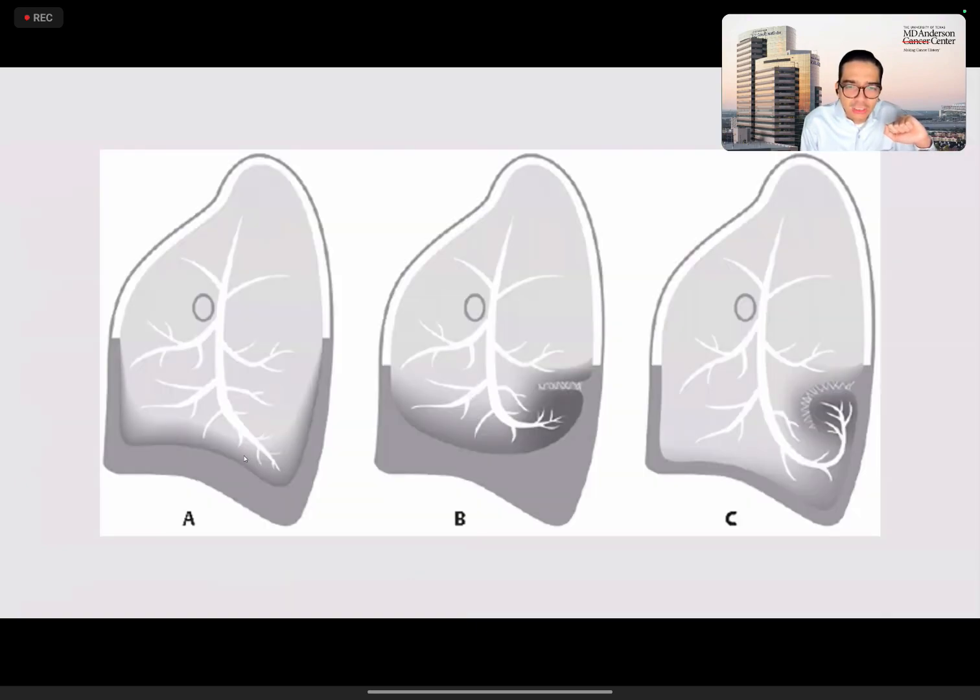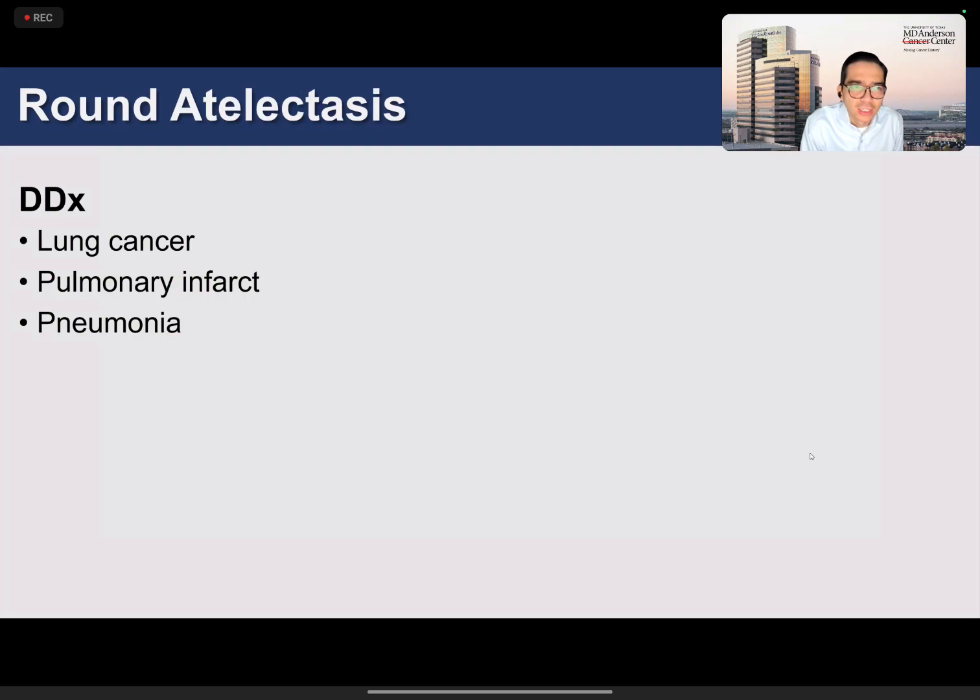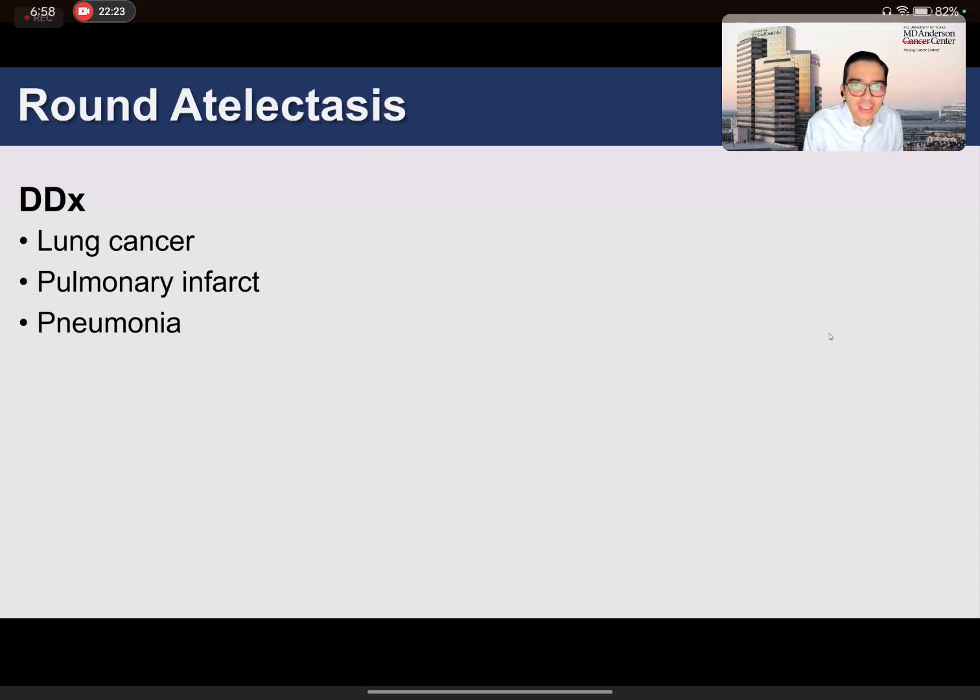And here's a nice graphic that shows how it happens. This patient has a pleural effusion, okay? And it pushes the lung up. And then over time, a little bit of scarring might form in the pleura and in the adjacent lung. And then when the pleural effusion goes away, that little bit of scarring will tether the lung in its place and cause that swirling appearance to form, okay? So the differential diagnosis is lung cancer. That's always something you want to think about when you have a round chronic opacity, a pulmonary infarct, and pneumonia.